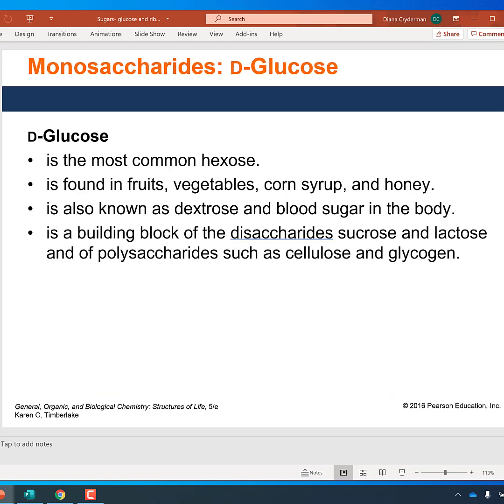Okay, D-glucose, the most common hexose that we've got in life. It's found in most fruits, veggies, corn syrup, honey. Most common, also known as dextrose. This is what we typically use and is known as blood sugar in the body. It is the building block of sucrose and lactose and of the polysaccharides cellulose and glycogen. We'll see the differences between cellulose and glycogen in the next video.